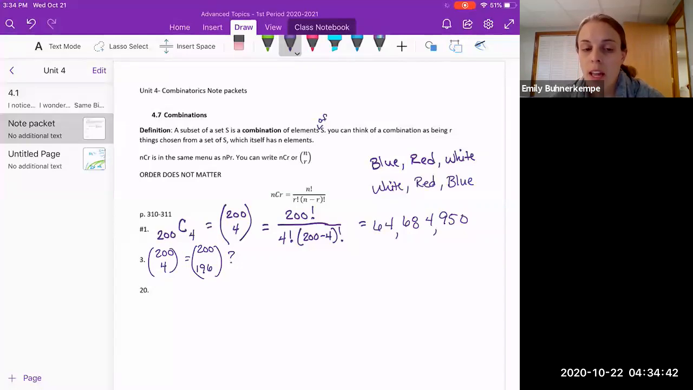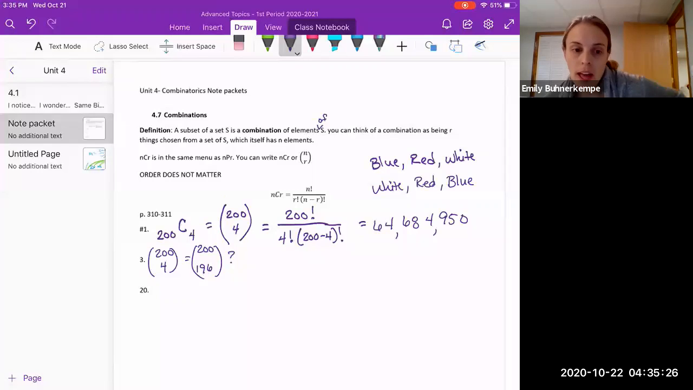But the reason that they are the same is, for example, when we talk about our committees, like in question 1, there are 64,684,950 different ways for you to select 4 people to be in a committee out of 200. But when you select the 4 people to be in that committee, you are also selecting 196 people not to be in the committee. So in other words, you could select 196 people to be non-committee members the same number of ways as you could select 4 people to be committee members.